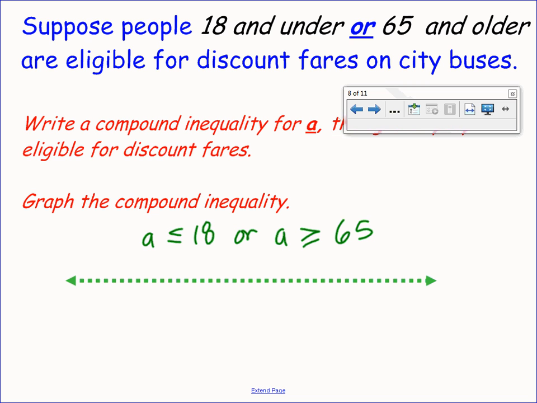Now in my inequality, I'll simply put my boundary numbers, 18 and 65. I'll circle my boundary numbers, and I'll shade. If it's or equal to, I include it with a closed circle. If it's strictly, I leave it open. Sometimes one is closed and one's open. Then for A greater than 65, I shade to the right. For A less than 18, I shade to the left. And I can pick out solution points from either the left region or from the right region.